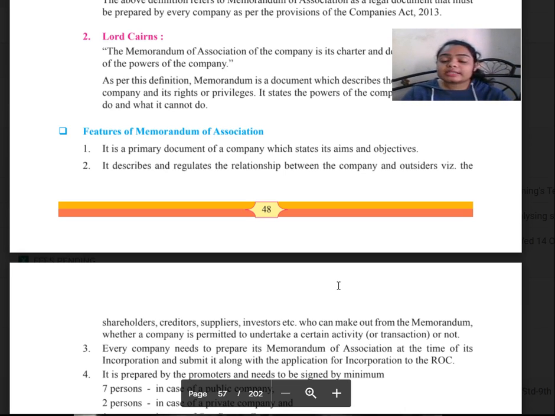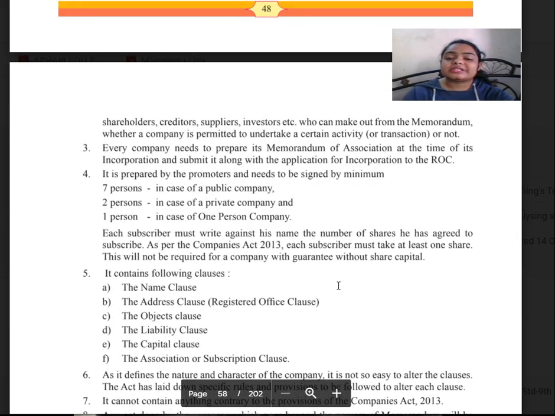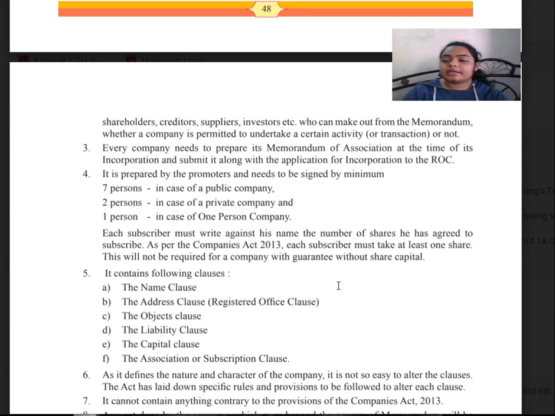Who are considered as outsiders in case of memorandum? Firstly, shareholders, then creditors, suppliers, investors, etc., who can make out from the memorandum whether a company is permitted to undertake a certain activity or not.